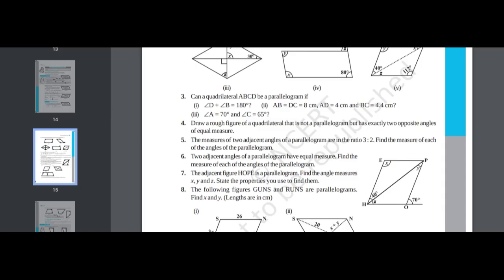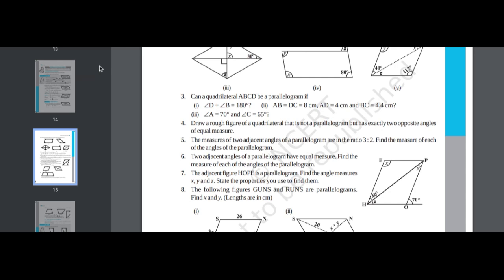It said that two adjacent angles of a parallelogram have equal measures. Find the measure of each of the angles of a parallelogram. This is the seventh question. Two adjacent angles of a parallelogram have equal measure. The two adjacent angles have the same angle, the angles that lie on the same plane. Now we have to find the measurement of those equal angles.